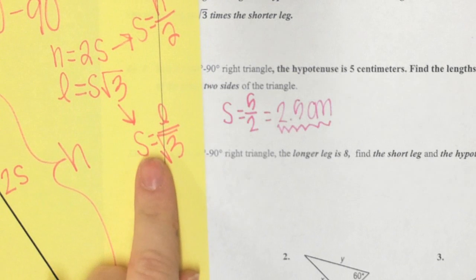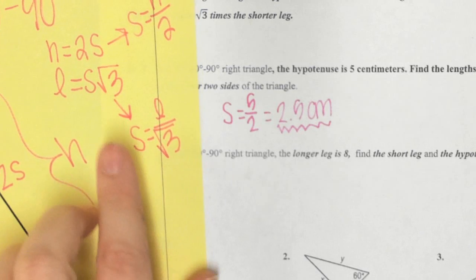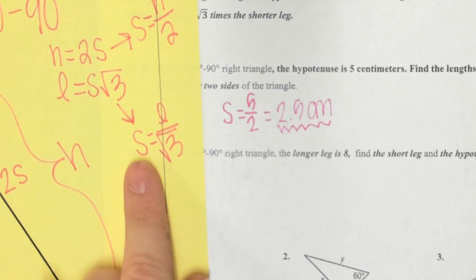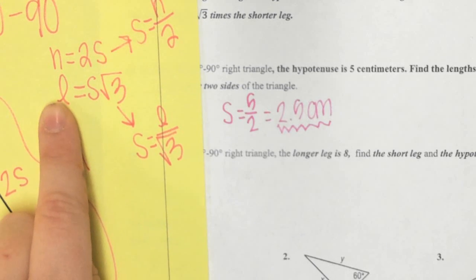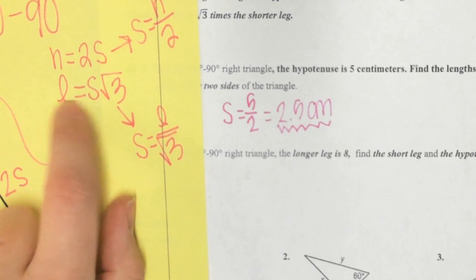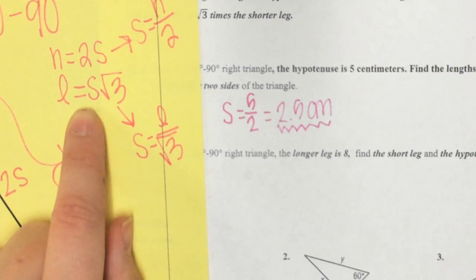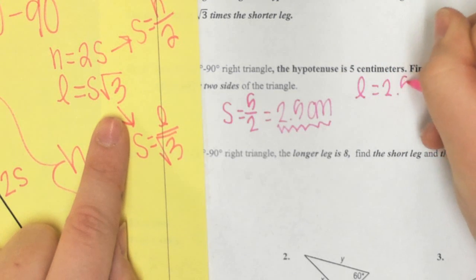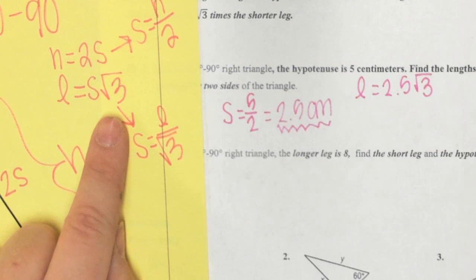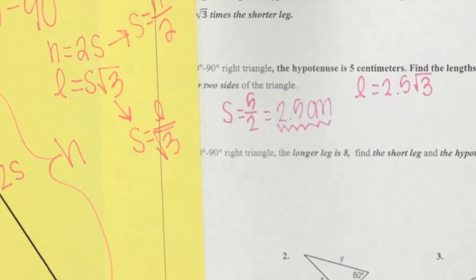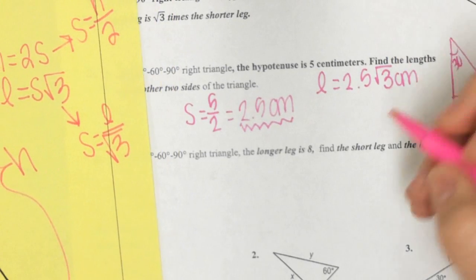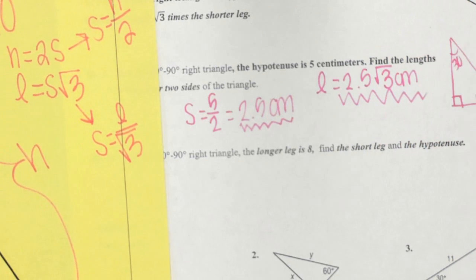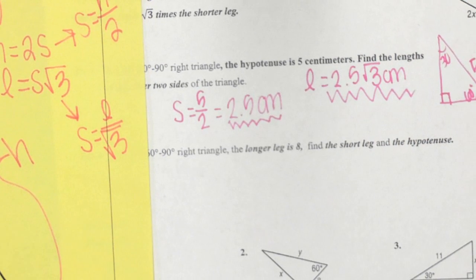Okay, now I need to find the leg, and I know the side. So I'm going to use this one, right? I know what my side is, 2.5 square root of 3. Okay, that wasn't bad. Centimeters. Oh, so I just have to work it out? No. You only have to work out the square root if it's in the denominator, because it can't stay there.